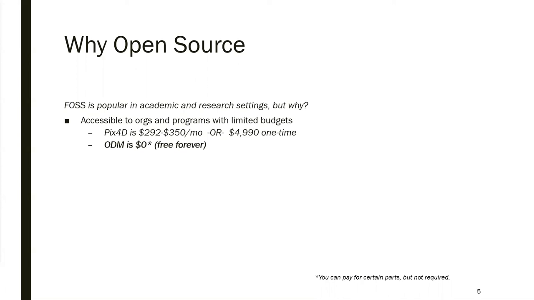ODM is free for as long as you want to use it. So there's a very compelling cost reason, but that's not the only reason people use open source software. It gives you a great deal of control over your tool chain. With open source software, you have access to the source code. You can modify it if you're skilled and interested enough to get in there and do it.